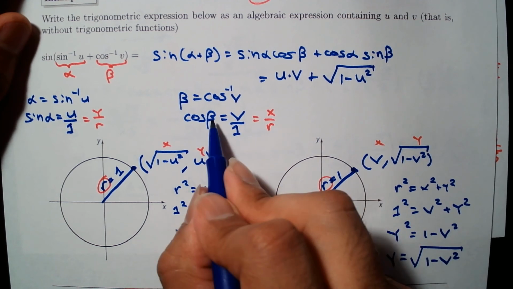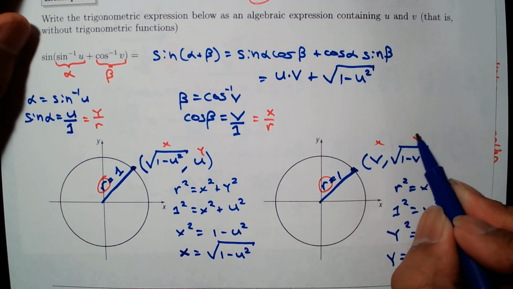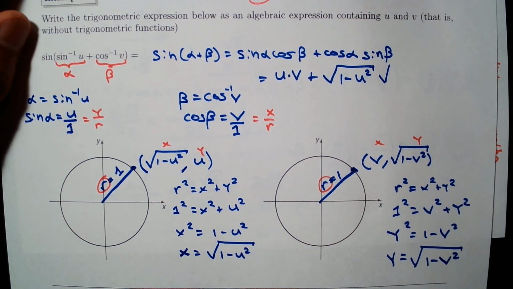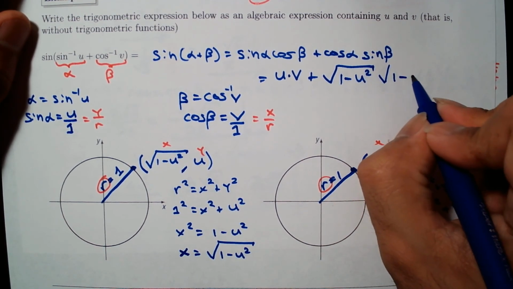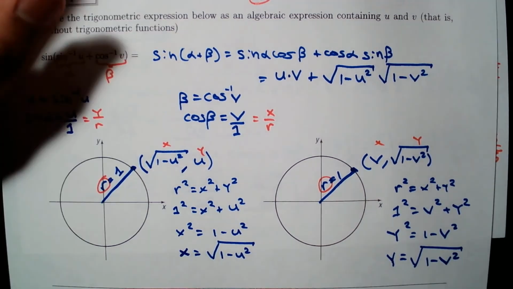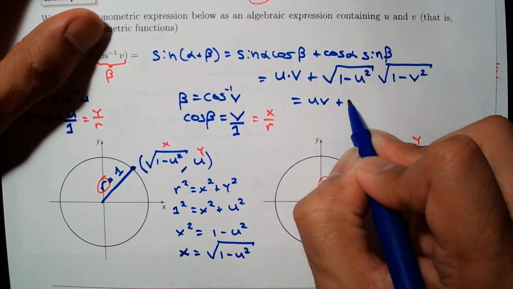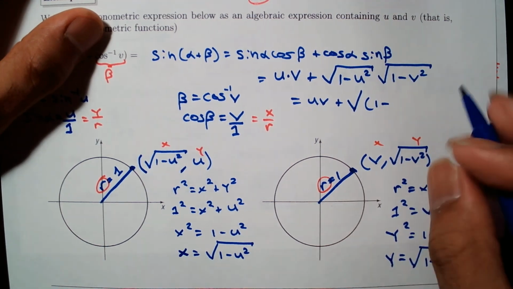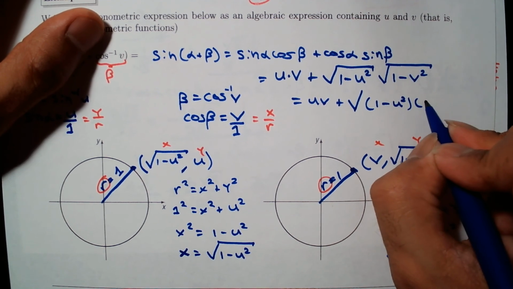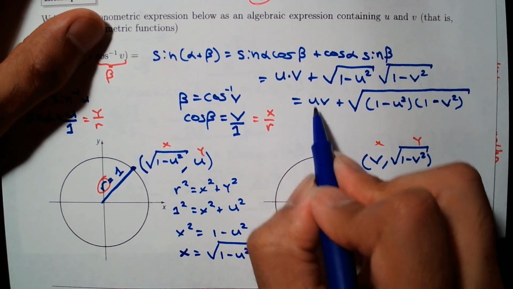And sine beta, that's from the second diagram. Sine is the y value. In this case, simply the square root of 1 minus v squared. And in this case, I mean, you can leave it like this, of course. You can leave it like this, or put everything inside a single radical plus the square root of 1 minus u squared times 1 minus v squared. And that's our final answer.